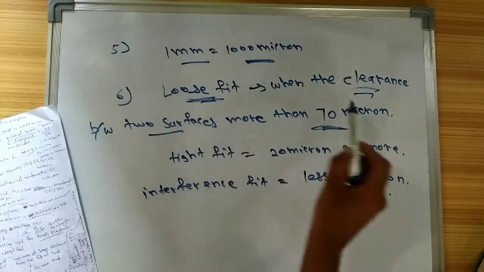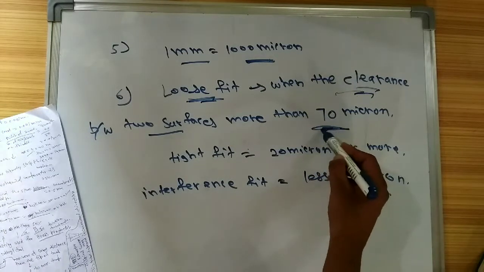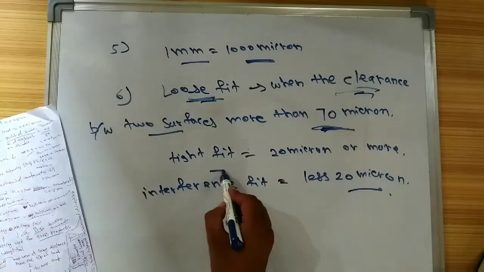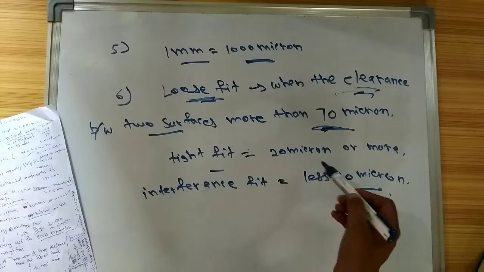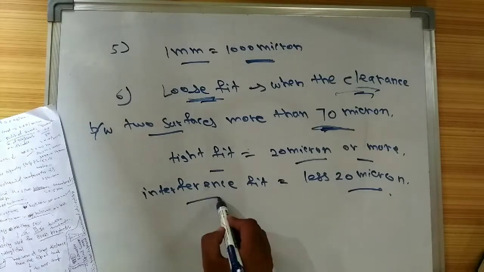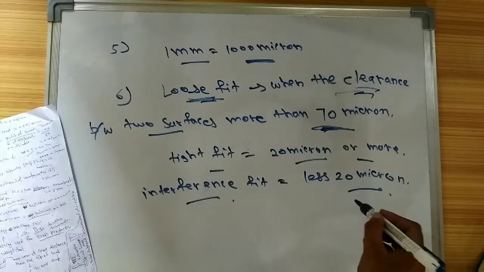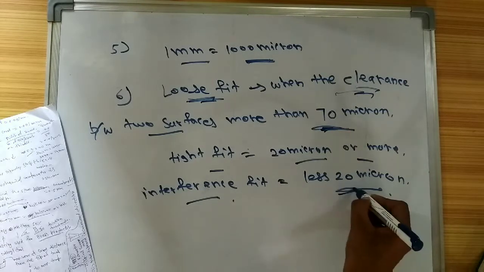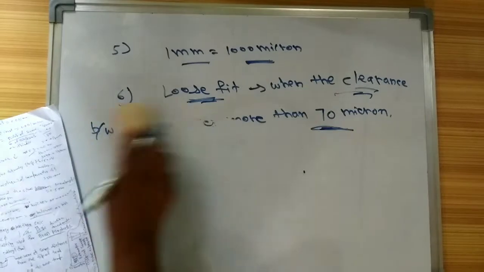One mm is equal to 1000 micron. Loose fit: when the clearance between two mating surfaces is more than 70 micron. Tight fit: when the clearance between two mating surfaces is 20 micron or more than 20 micron. Interference fit: when the clearance between the two mating surfaces is less than 20 micron.